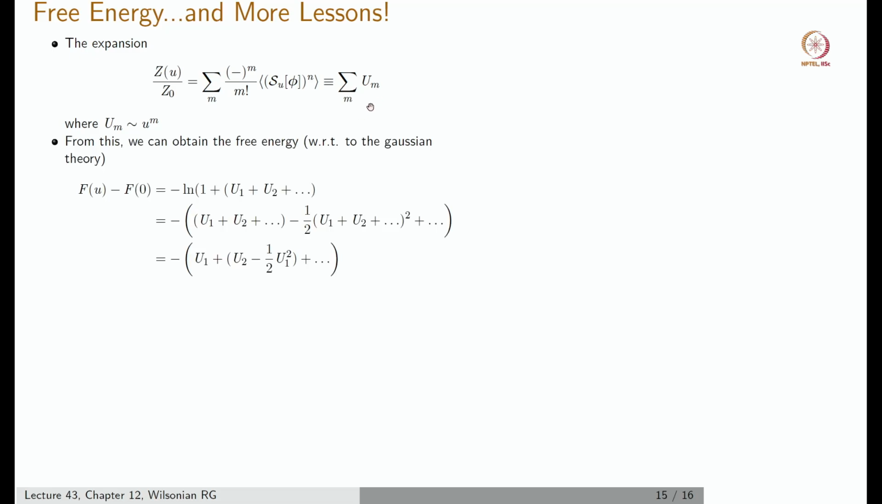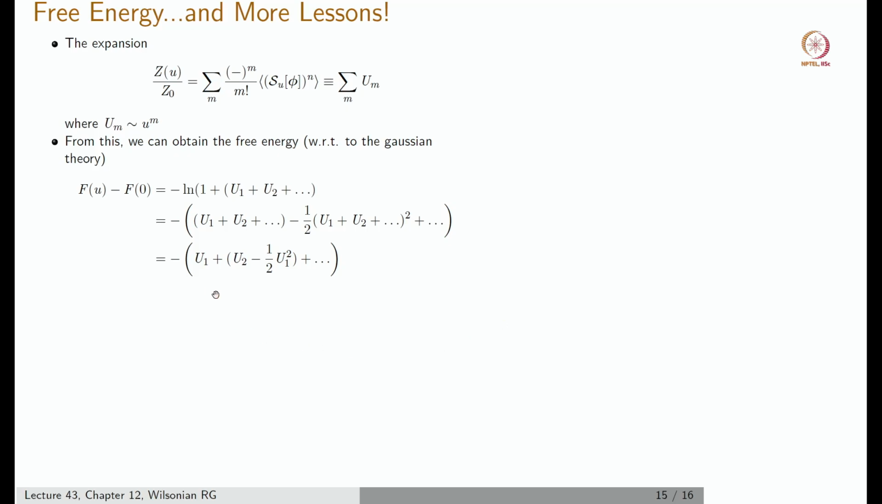So what I am going to do is compute the free energy difference between the system with u and the system with our Gaussian theory. I take minus log of this, so that will be the free energy with u minus the free energy at 0. I have this expansion here, so I take log of 1 plus this whole thing; there is a little bracket missing here. Now I think of this as a small quantity and expand. So it is U_1 plus U_2 minus 1/2 U_1 squared, and it just keeps going. Log of 1 plus x is x minus x squared by 2 plus x cubed by 3 and so on. That is what we are using.